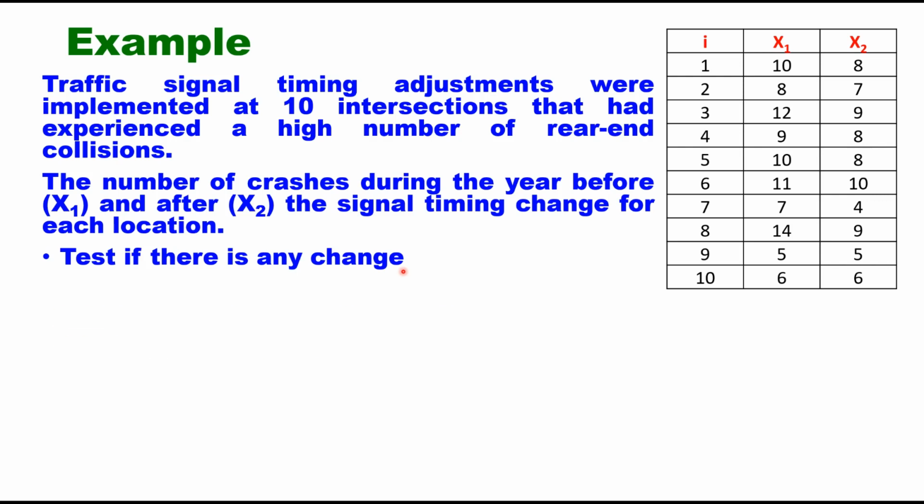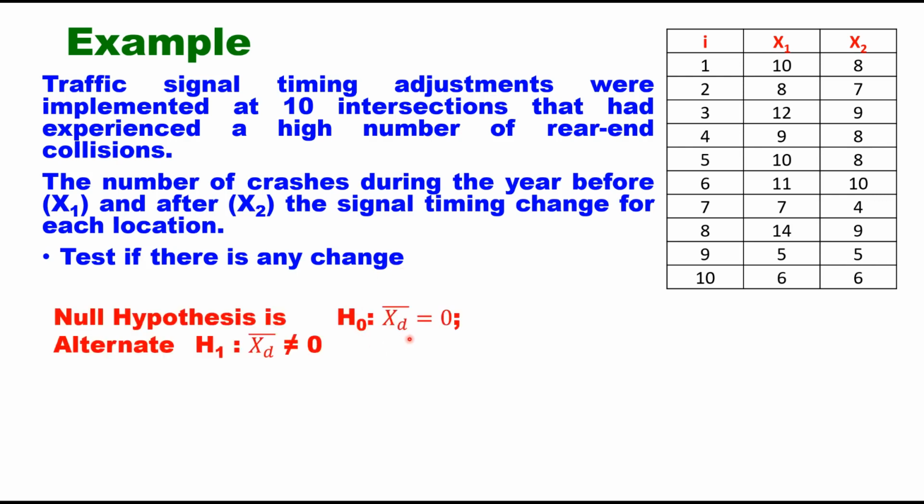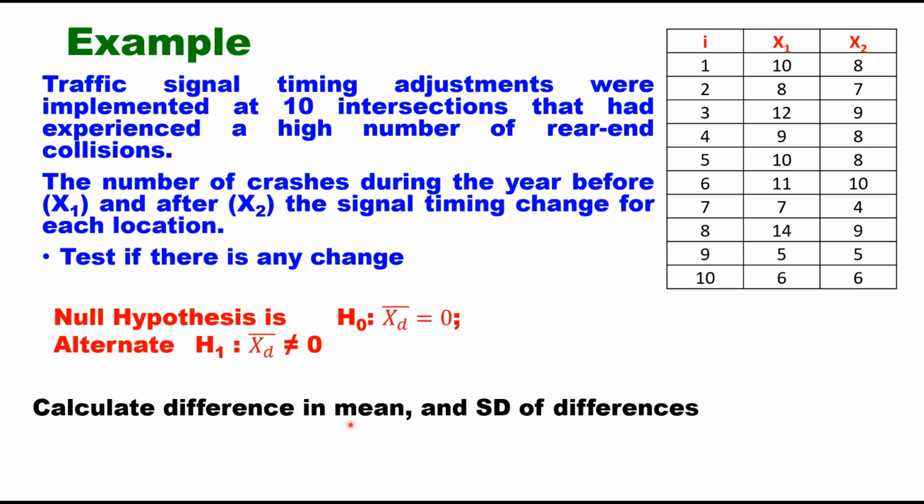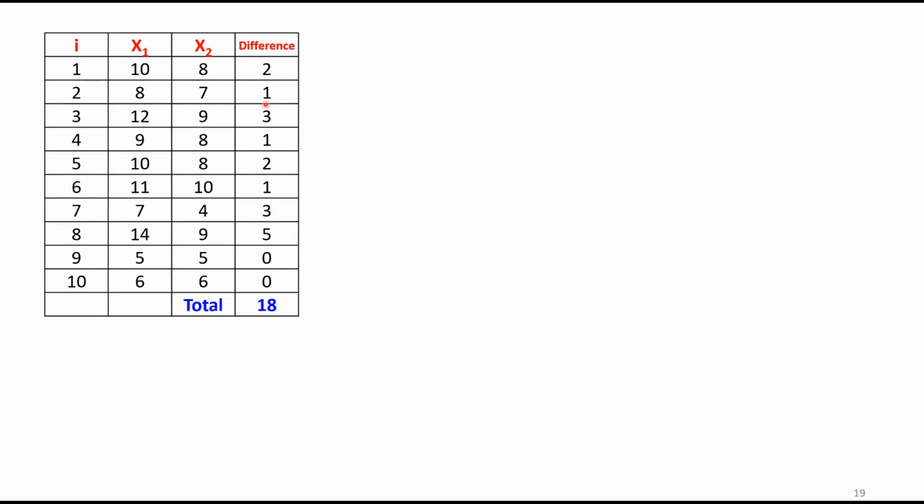So let us take the null hypothesis that there is no change. That means the difference in average of the two sets of data is 0. And the alternate hypothesis is that there is a change. So let us calculate the mean and standard deviation of differences. In this table, if you add one more column, it is the difference between the two, x1 minus x2. The total is 18, and therefore the mean of differences is 1.8 for 10 data points. And if you calculate the standard deviation, it will be 1.55. N is 10, and therefore you can calculate the value of t, that is 3.67.